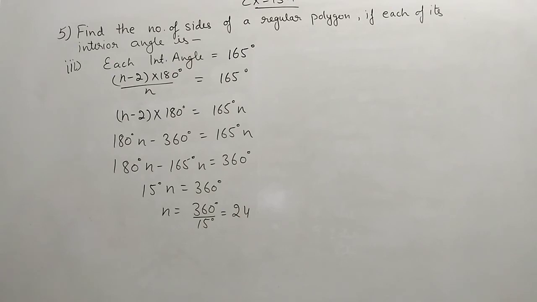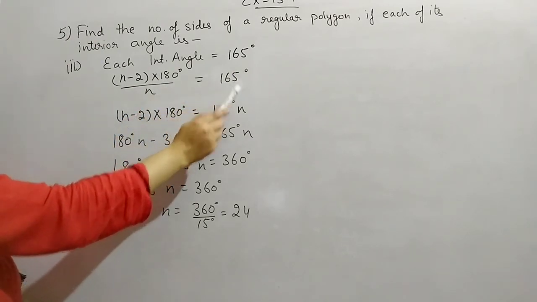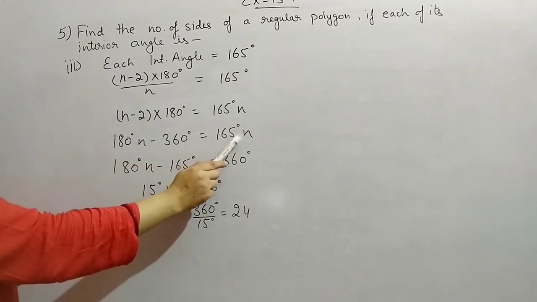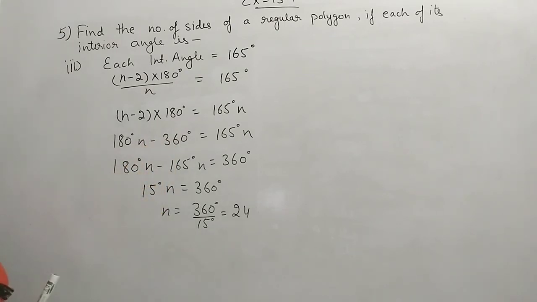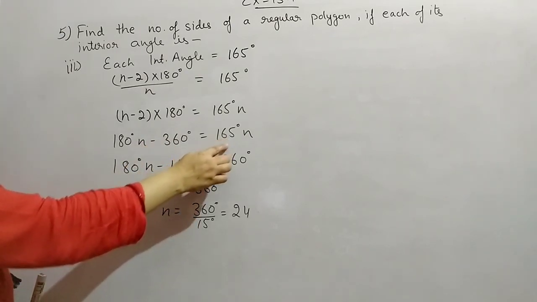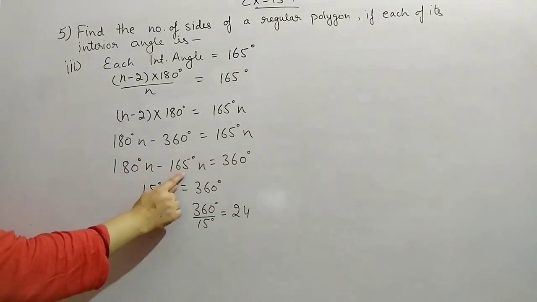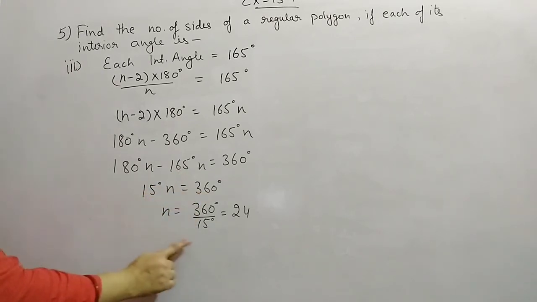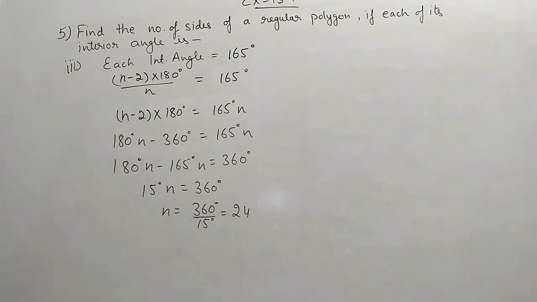Third part, each interior angle is given as 165. So each interior angle is equal to n minus 2 into 180 by n. Shift this n to the other side. So you will get 180 degrees n minus 360 equal to 165 n. You can do cancellation also, or you can remove the bracket. You can do it the simple way also. Now this 165 n we will shift to this side, and this 360 we will shift to the other side. 180 minus 165, 15n equal to 360 degrees. 15 also shifts to the other side, it will go for division, and then after cancellation we will get the n value here as 24.